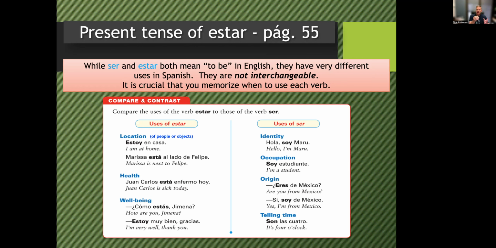So I want you to be aware of that. We're saying, like the example is, yo estoy en casa, Marisa está al lado de Felipe, the book is on the table, the location of people and things, but ser is used for location of events. And so if you say the party is in my house, that's a verb ser. La fiesta es en mi casa. So estar is used for location of physical things. Ser is used for location of events.